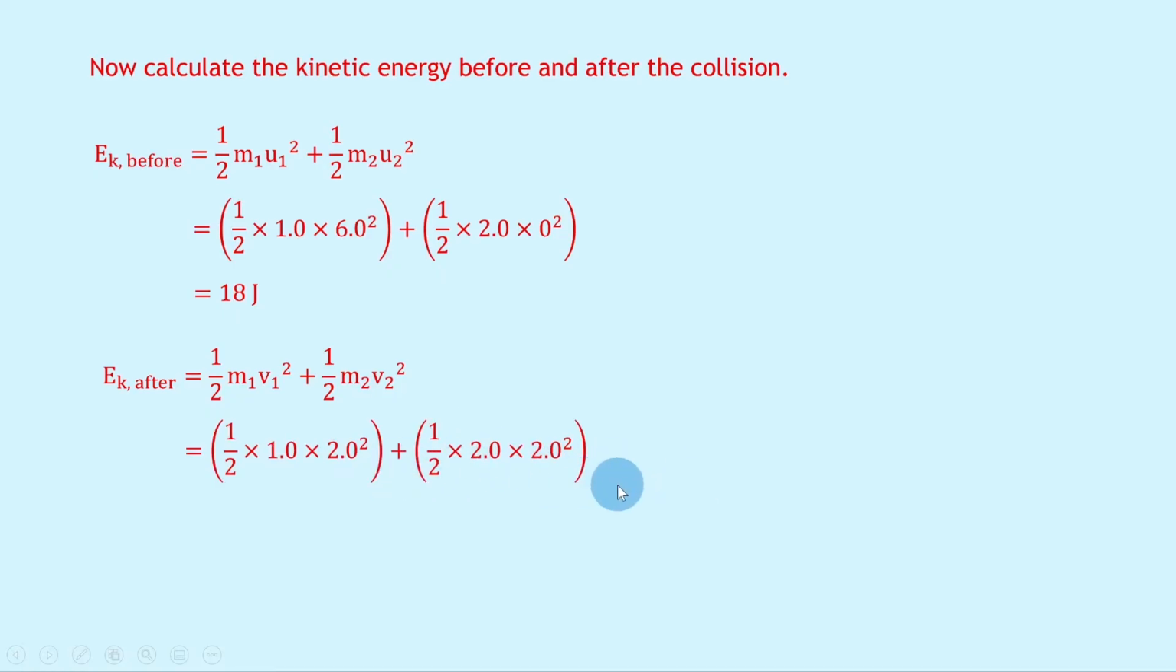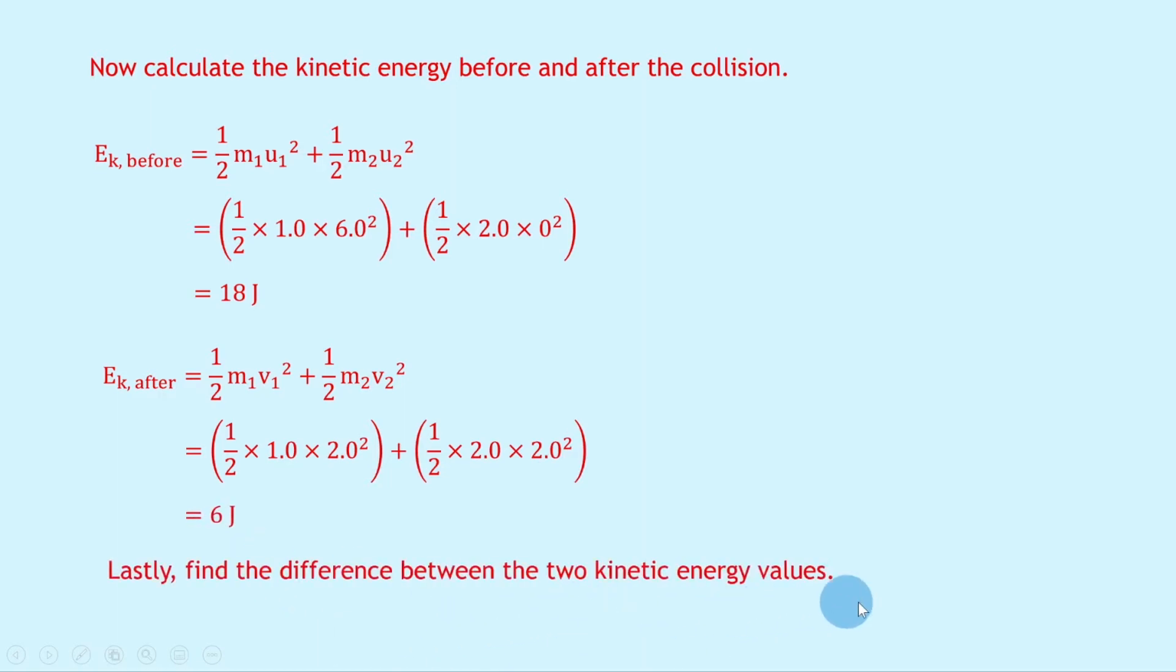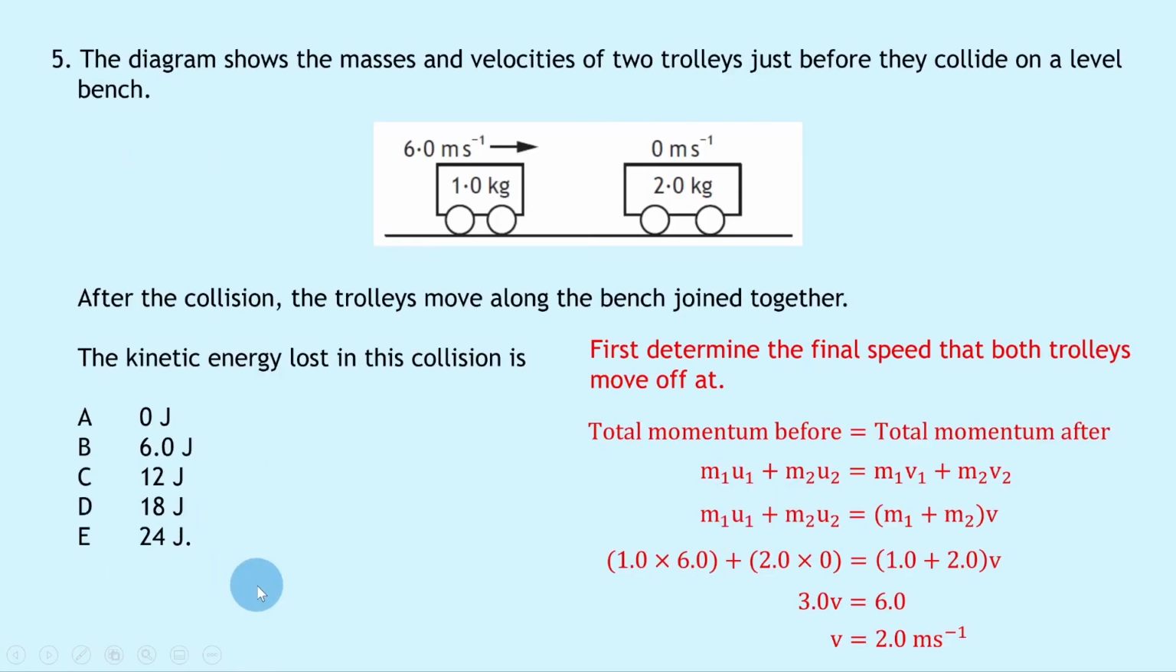Putting that into your calculator should give you an answer of 6 joules. So lastly, we need to find the difference between the two kinetic energy values. So we have EK lost equals 18 minus 6, which equals 12 joules. So there was a lot of work there required just for 1 mark for a multiple choice question, but we can say the answer is C, 12 joules.